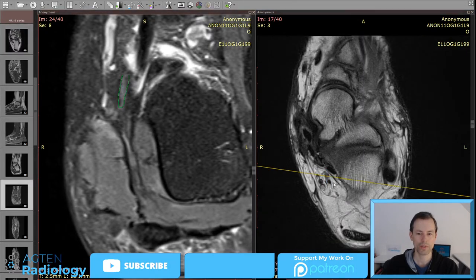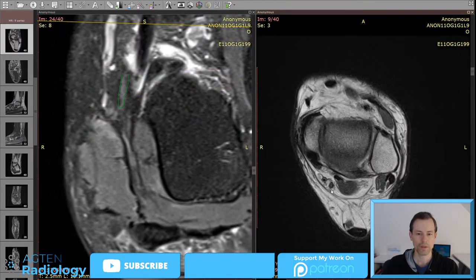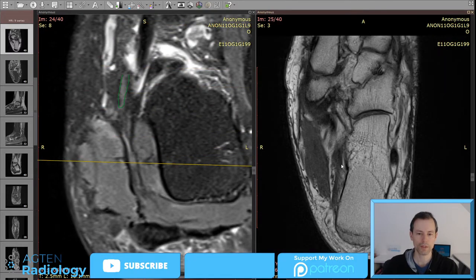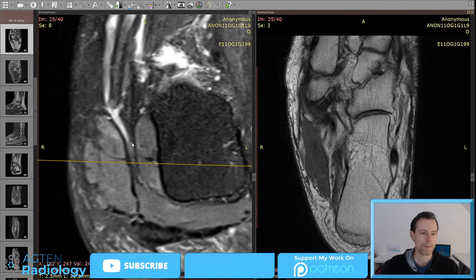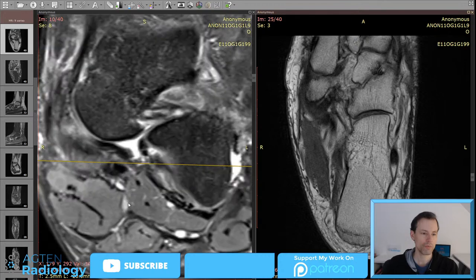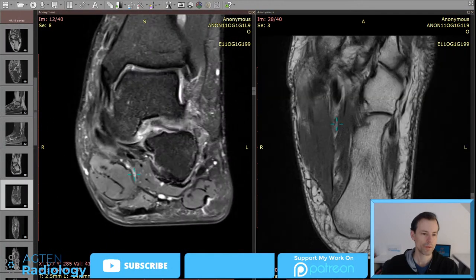Okay, so you can see this is the nerve up here. Normal signal, so nothing strange here. And this is just at the level where we get the split between the two bundles, the medial and the lateral portion. But what happens then? We scroll down and we can now see this kind of bright structure here, this one.